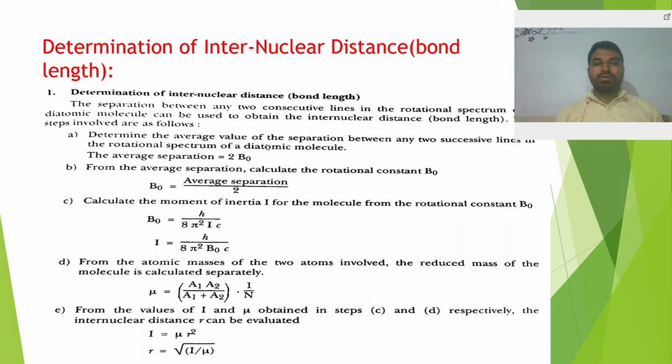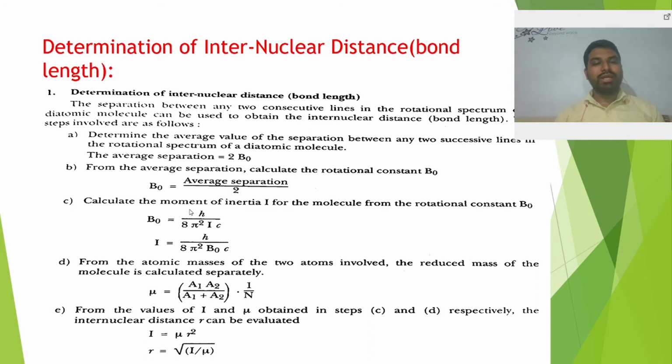Determine the average value of separation between any two successive lines in the rotational spectrum of a diatomic molecule, that is, average separation. And what is average separation? It is denoted by 2B0. Next, from the average separation we can calculate B0, hence B0 will be average separation divided by 2.